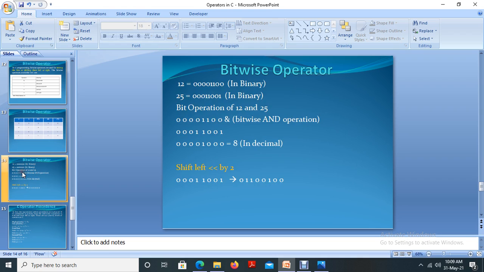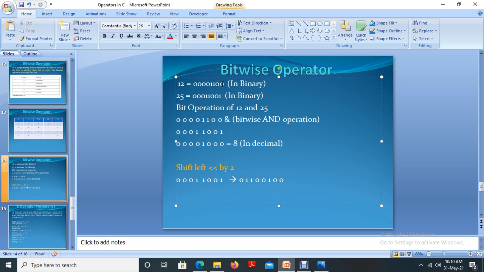Consider I am going to perform a bitwise AND operation for these two numbers, 12 and 25. So the first step is to convert 12 into its corresponding binary value, and 25 to its corresponding binary value. Remember we have a 4-bit pattern and an 8-bit pattern. So we are following the 8-bit pattern. What's the meaning of that?